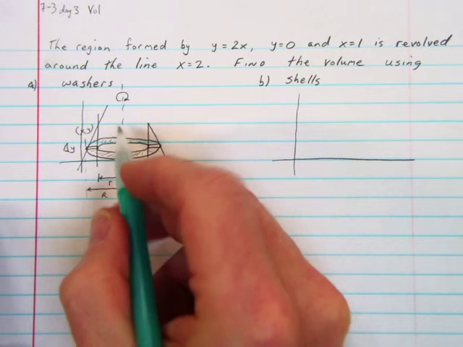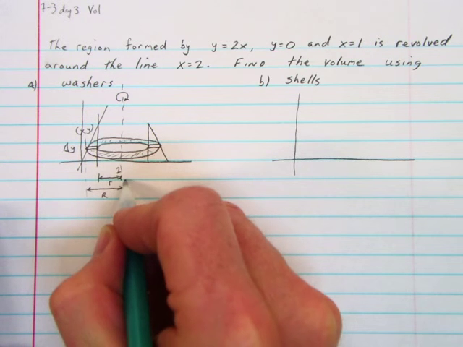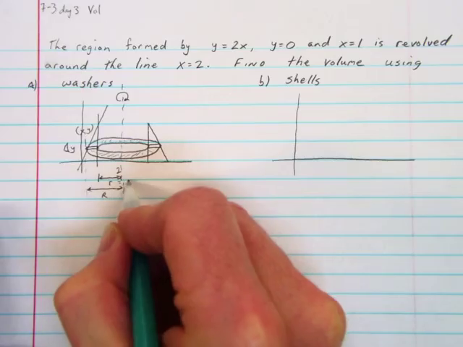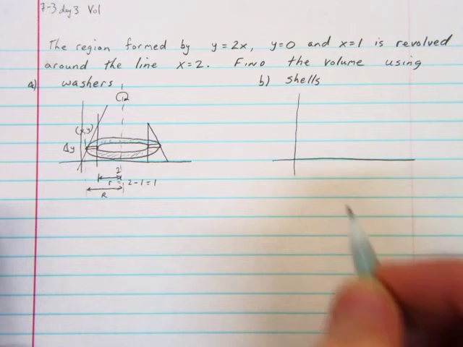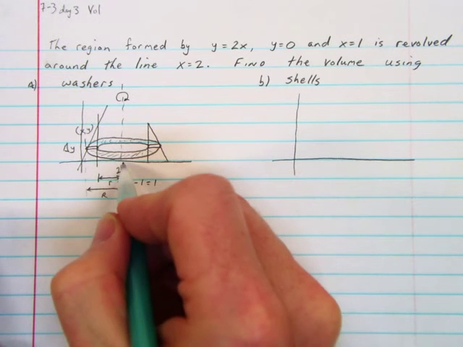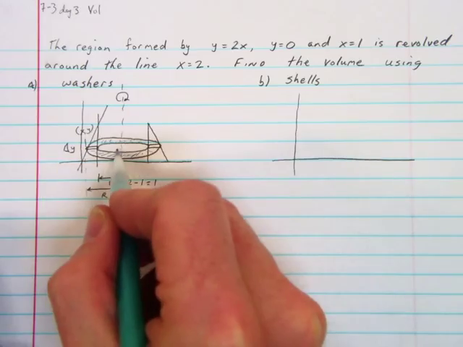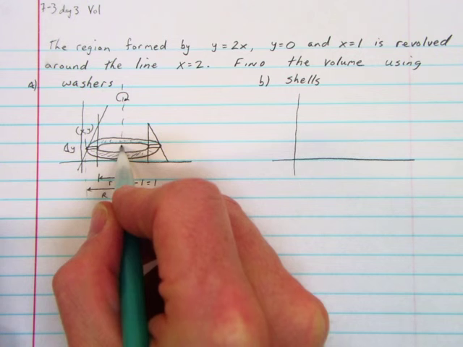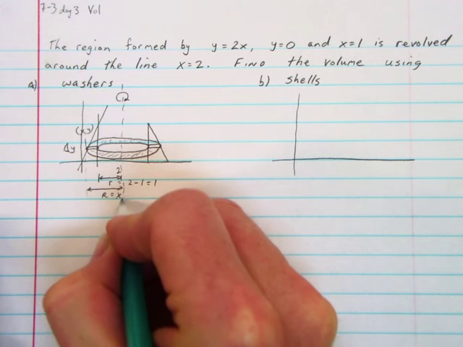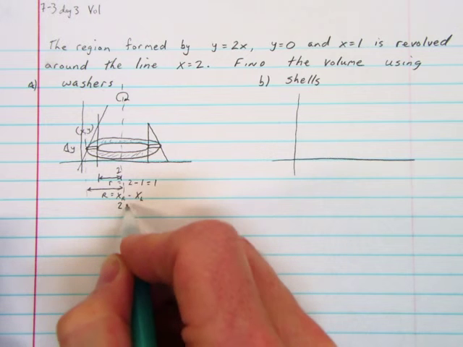Well, the inner radius is the difference between two lines, and it's a horizontal line segment, so it's going to be the right minus the left. So that inner radius will be 2 minus 1, or 1. The outer radius is going to be 2 minus, again, a horizontal line. We're subtracting the x values on a horizontal line, so it'll be x on the right side minus x on the left side. The right x value is 2.